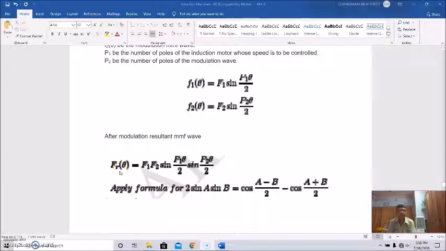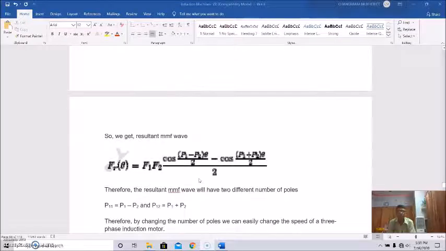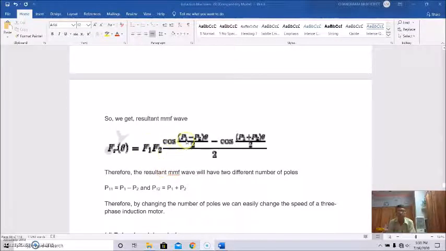If the resultant MMF is FR(θ), it will be the product F1 F2 sin(P1θ/2) sin(P2θ/2). Applying the trigonometric formula 2 sin A sin B = cos(A−B) − cos(A+B), the resultant MMF wave will be F1 F2 [cos((P1−P2)θ/2) − cos((P1+P2)θ/2)] divided by 2.